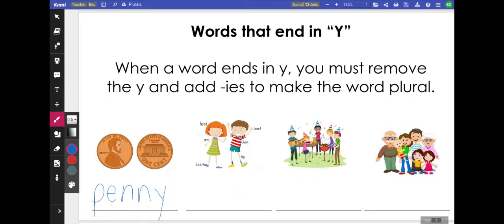Penny. Now, the rule for plurals with words that end in Y is that you must remove the Y and add IES, and that will make it plural. So you have one penny, but you have two pennies. So the new word would be spelled pennies. Let's try a different word, okay?